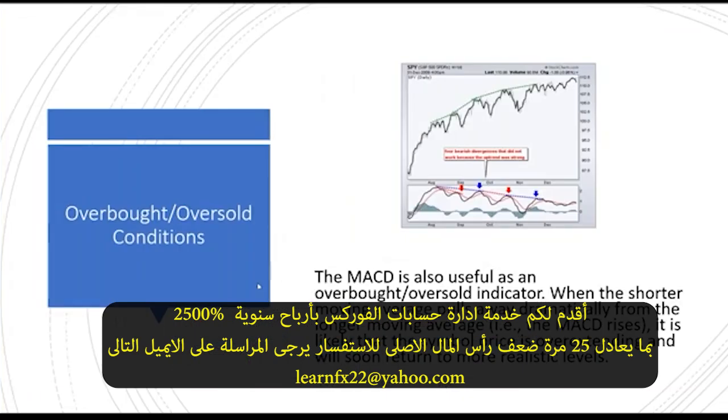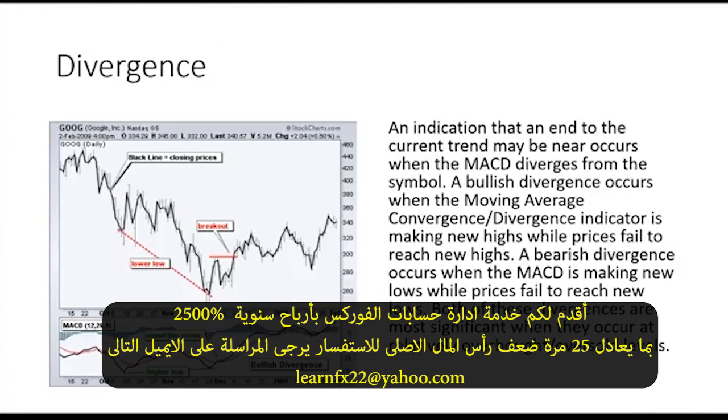It will also give us overbought and oversold conditions. When the shorter moving average pulls dramatically away from the longer moving average, in other words, the MACD rises, it is likely that the symbol price is overextending and will soon return to its normal realistic zones. So what we're looking for is the MACD line, not the signal line, to rise extensively.